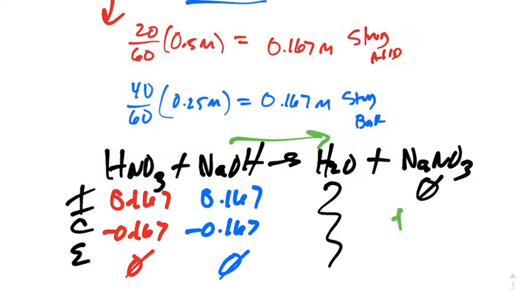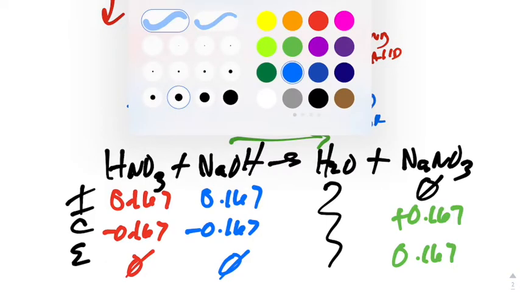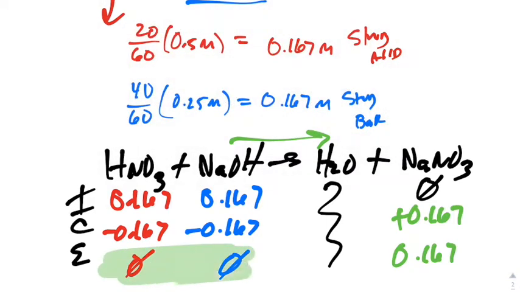You are technically going to gain 0.167 because I suppose they could ask you about what the resulting concentration of the sodium nitrate is, and it would be 0.167 over here in this particular example. And again, technically speaking, this answer here is not true. It's not technically 0 and 0.